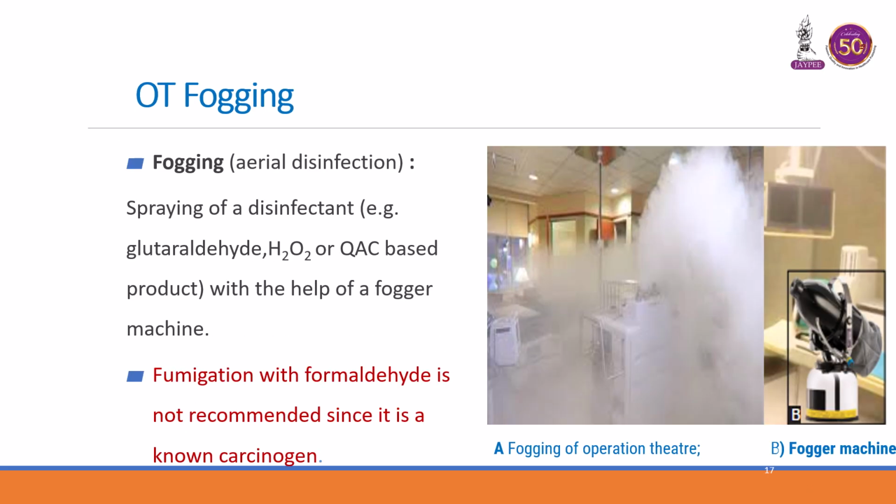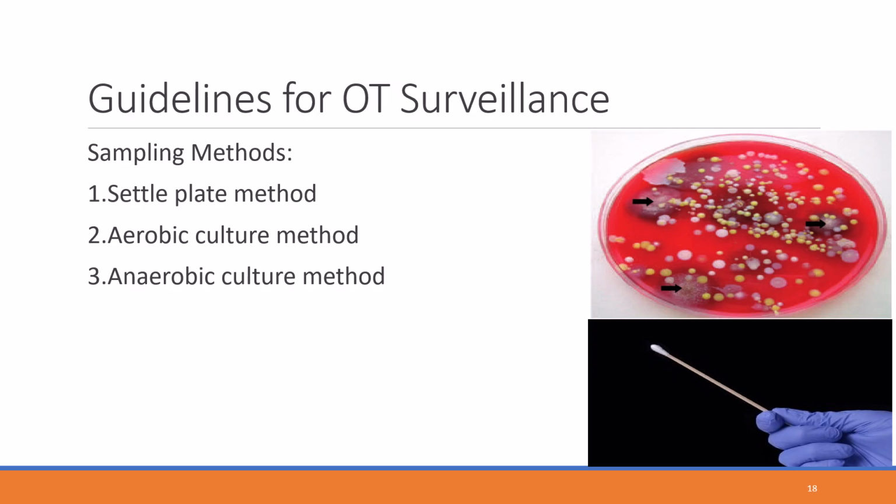Now, OT fogging. Fogging or aerial disinfection is the spraying of a disinfectant, for example glutaraldehyde, hydrogen peroxide or a quaternary ammonium compound based product, with the help of a fogger machine. Fumigation with formaldehyde is not recommended since it is a known carcinogen. Or fogging of OT by using this fogger machine. Guidelines for OT surveillance, sampling methods: settle plate method, aerobic culture method, anaerobic culture method.